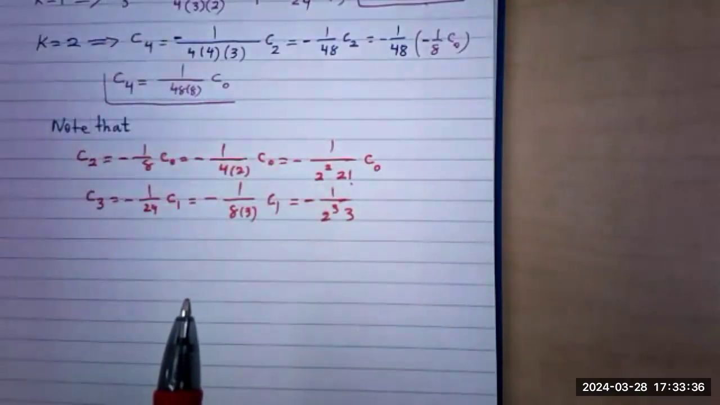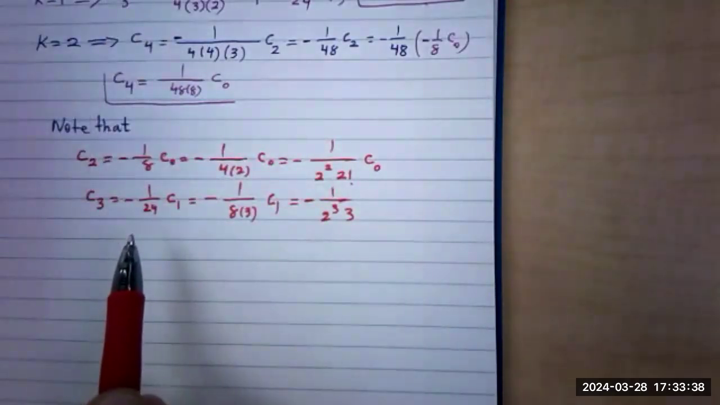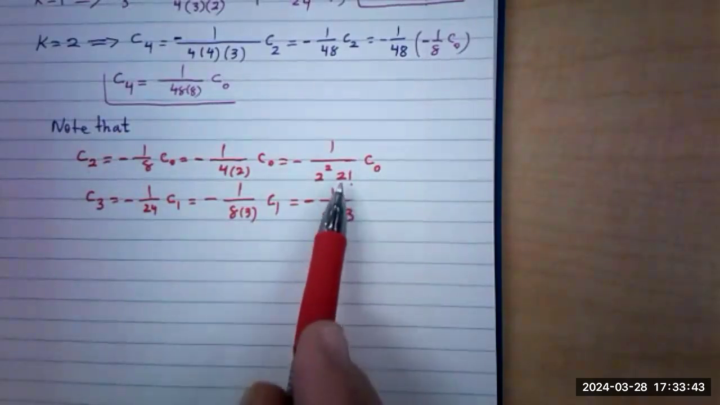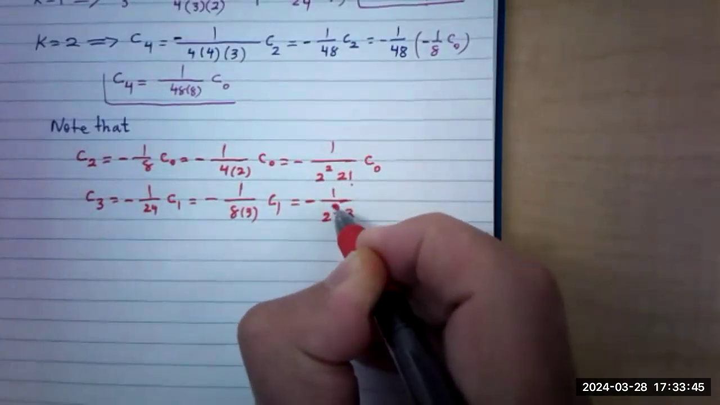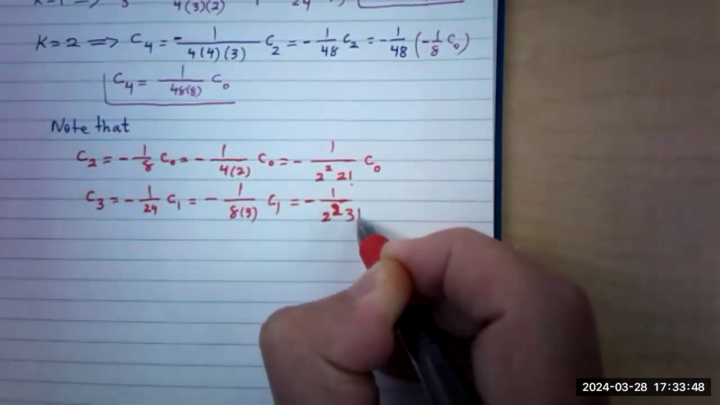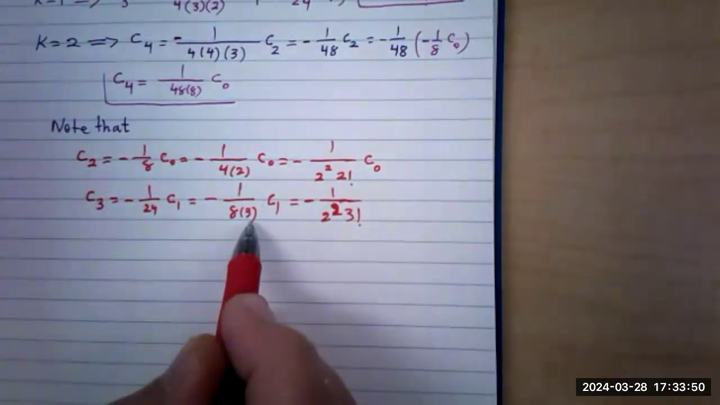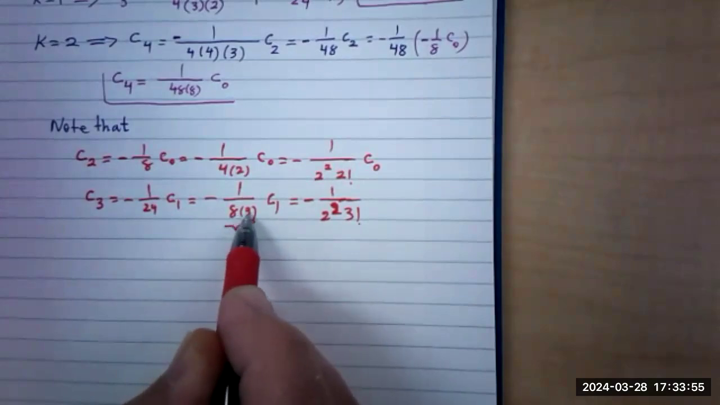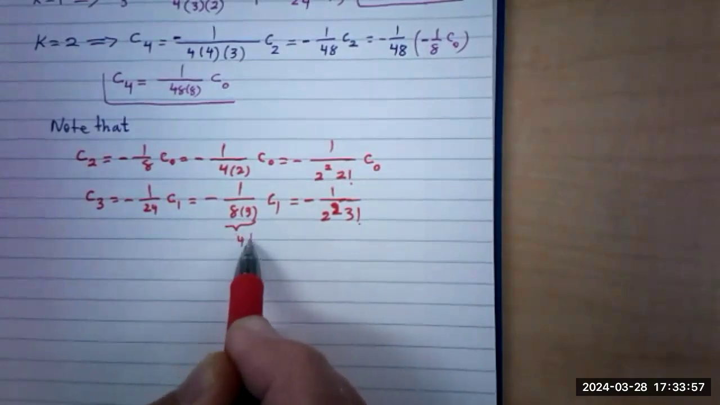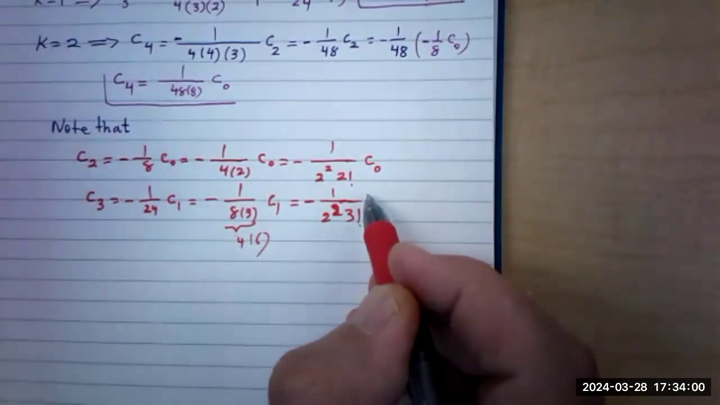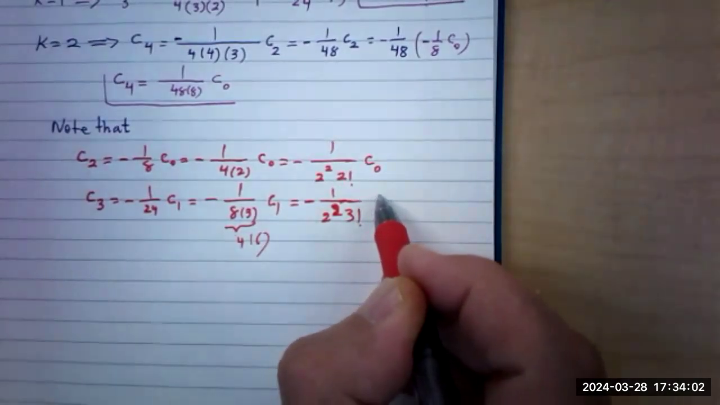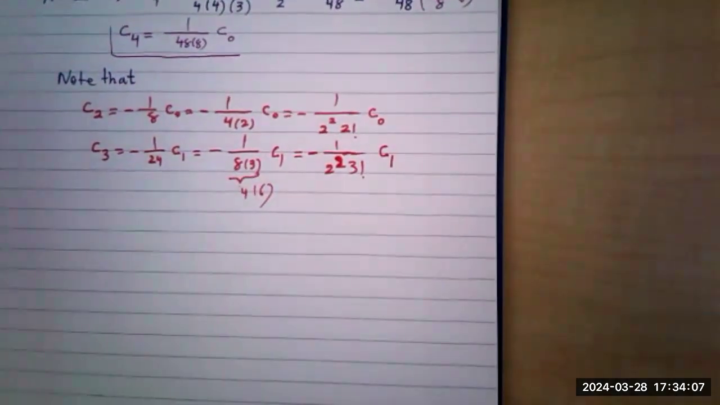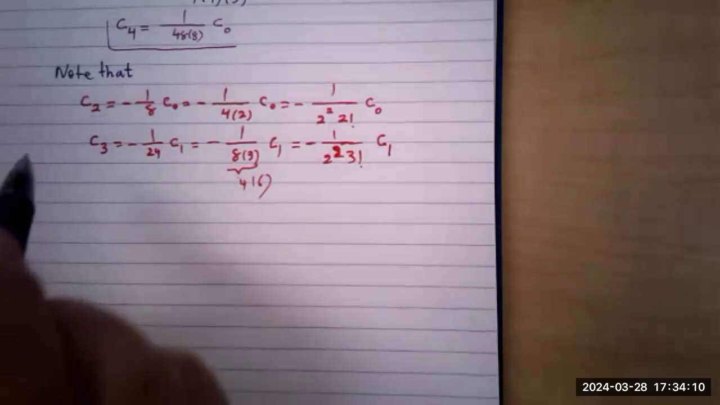Just checking again for the C3. We did have C1 over 24. Okay, if you want to make it a factorial, this is going to be 2 squared times 3 factorial. 3 factorial would be 6. You see, this is going to be something like 4 times 6. You get 4 factorial times C1. That would give you some idea of what the next term is going to be. You see, C4.